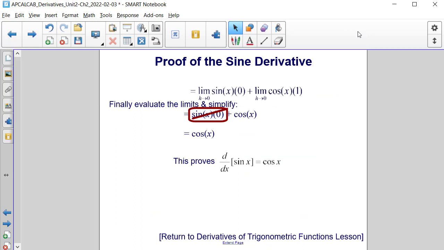The final step is to evaluate the limits and simplify. So the limit of sine of x as h approaches 0 times 0 is 0, so that first term cancels out. And then we have the limit of cosine of x as h approaches 0. Well, there's no h to substitute in there, so all we have left is cosine of x. So then it simplifies to cosine of x. And this proves that the derivative with respect to x of sine of x is equal to cosine of x.